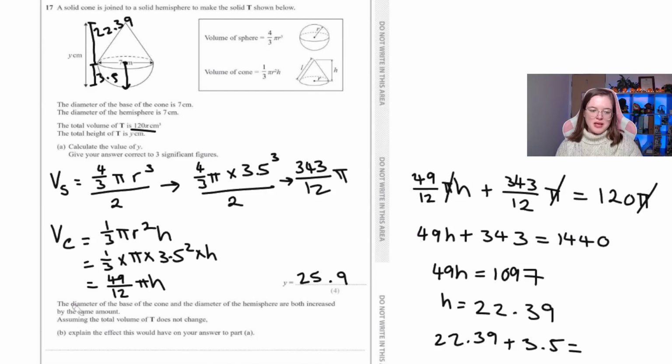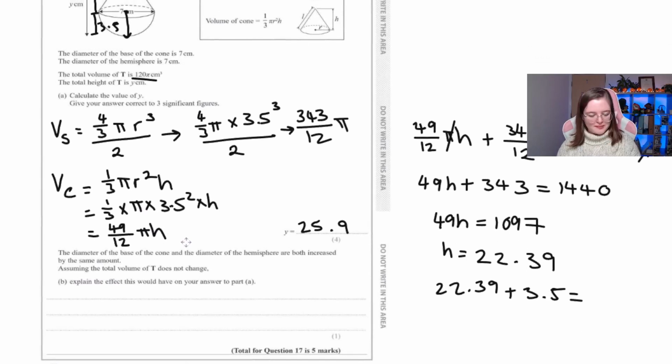But that is that. And then the diameter of the base of the cone and the diameter of the hemisphere are both increased by the same amount. Assuming the total volume of T does not change, explain the effect this would have on your answer to part A. Okay, so let's have a look. So for part A, what did we have? I'm going to shuffle this down a little bit so I have more space.